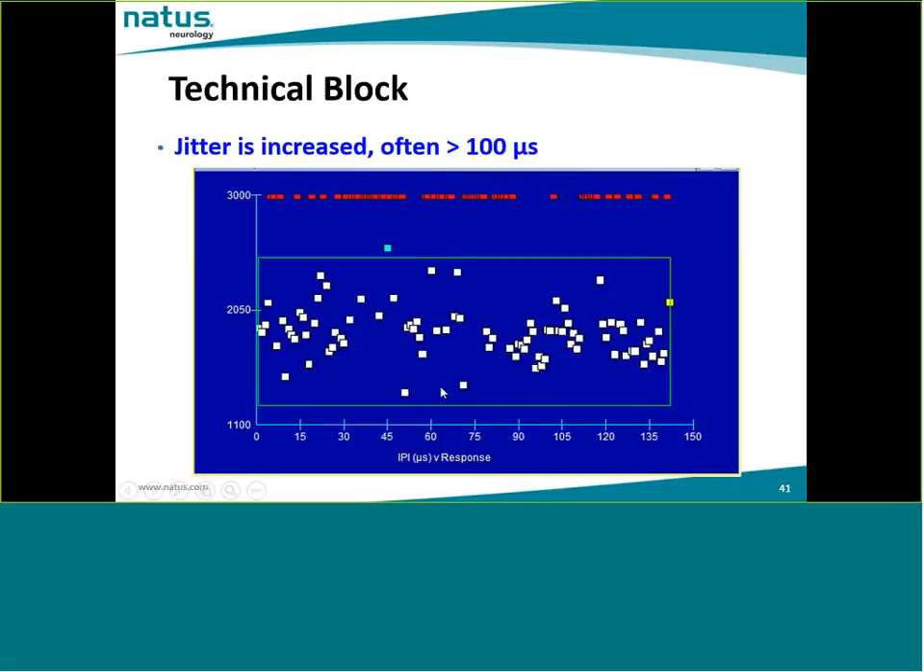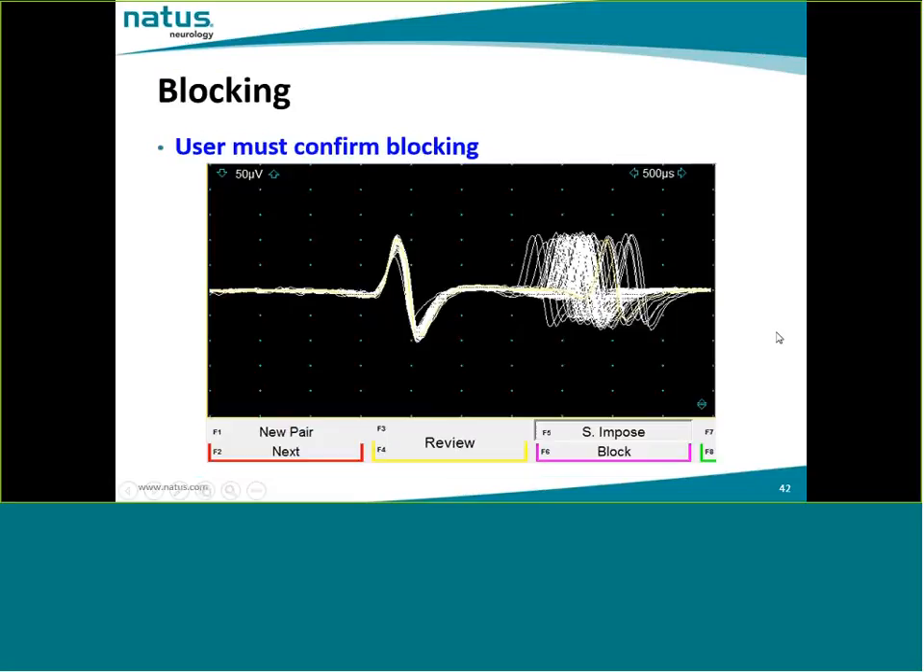Also, when you look at the jitter, it is increased, often greater than 100 microseconds when we have blocking. Note the scatter of the interpotential interval values. The user must confirm the blocking, and sometimes if the jitter is mildly increased, say greater than 60 microseconds, the system will not discard any blocks.